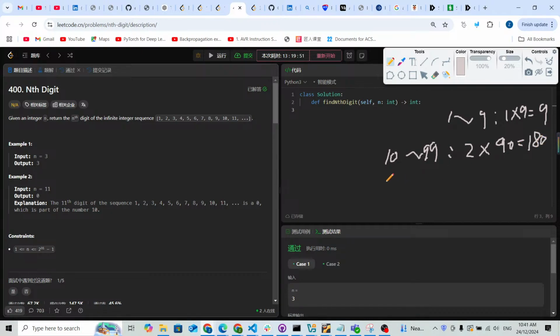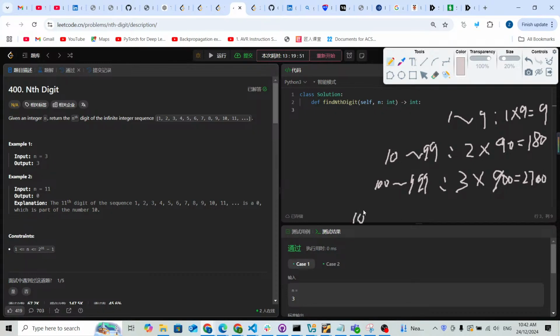Now let's check what happens from 100 to 999. This means it's going to be 3-digit numbers, and how many in total? It's going to be 900. This is going to be something like from 0 to 999, which is 1000, and 1000 minus 100, because 0 to 99 has 100 numbers, so it's going to have 900 numbers. So it's going to be 2700. According to this way, we should know that.